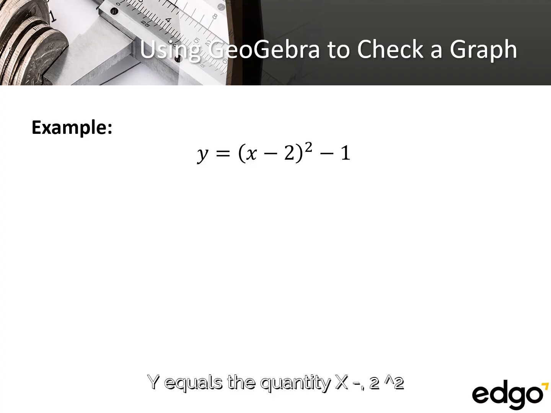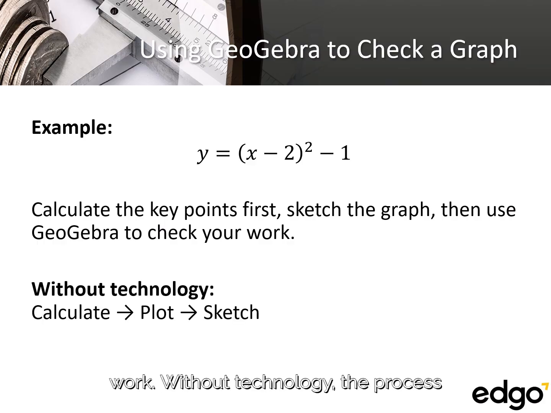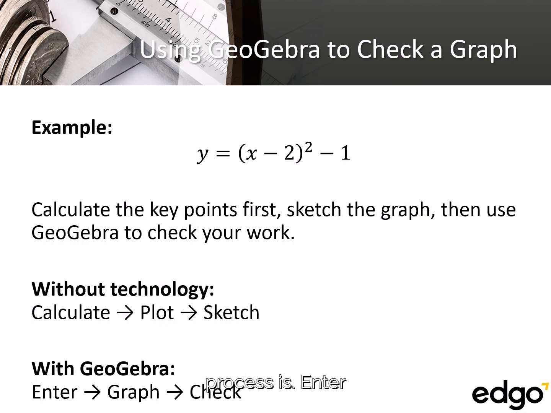We can also use technology to check our work. For example, consider y equals the quantity x minus 2 squared, minus 1. But we don't need to immediately enter the equation into GeoGebra. First, calculate the key points. Then sketch the graph. After that, use GeoGebra to check your work. Without technology, the process is calculate, plot, sketch. With GeoGebra, the process is enter, graph, check.